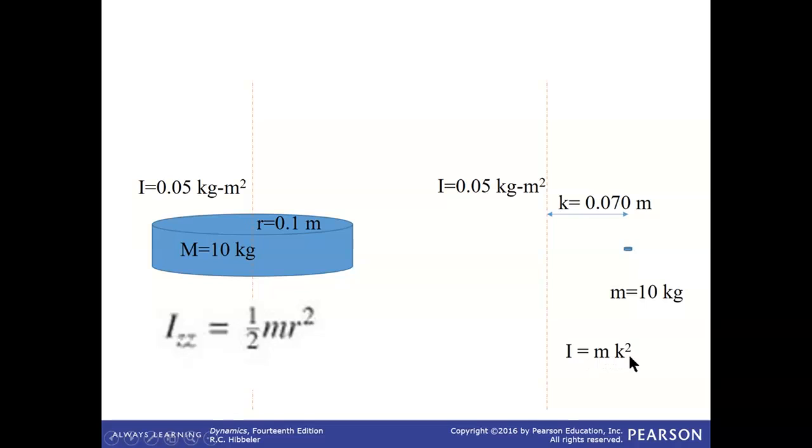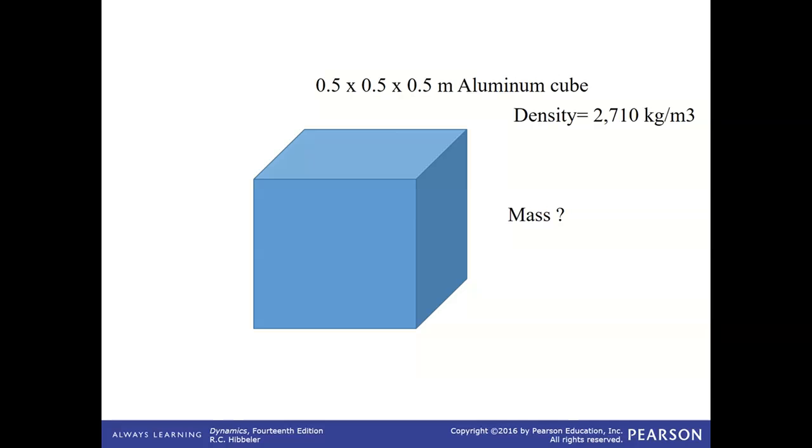Because if you do not know the radius of gyration, then you have to calculate the moment of inertia using this equation if it is a standard shape, or you need to do some integration over the mass if it is a non-standard shape. But if you know its radius of gyration, then it's very easy to calculate the moment of inertia. So I is equal to mk square. We will make use of this in some in-class exercise problems.